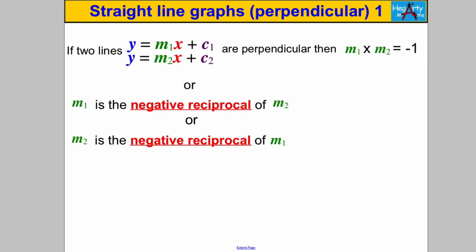If we have two different lines, m1x plus c1, so a different gradient here, and m2x plus c2, so they've both got different gradients and maybe different y-intercepts. They're perpendicular if when you multiply the gradients together, you get negative 1. Or you can say two lines are perpendicular if one gradient, m1, is the negative reciprocal of the other, m2, or vice versa, m2 is the negative reciprocal of m1. And that's the key idea we're going to be using in particular in the next video.